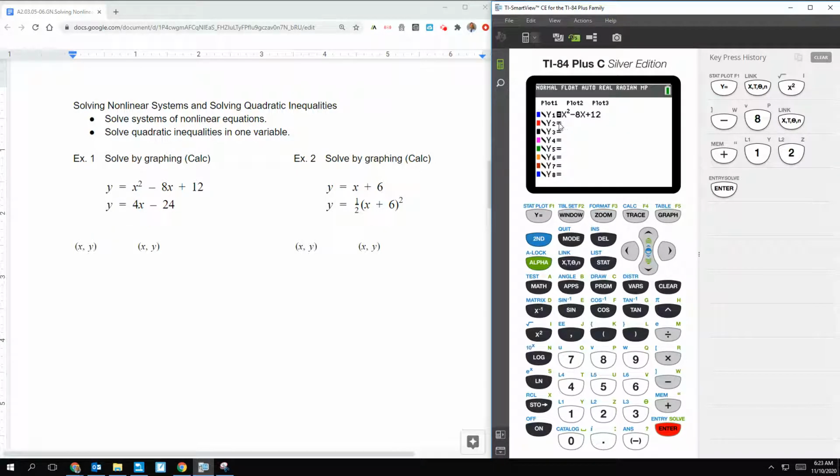The next one that we can graph is y2, and y2 is going to be this line, and the y is already there. So we're going to have 4x minus 24. And you can see that those are the keys that we've typed in over there on the right-hand side, and then we can graph.